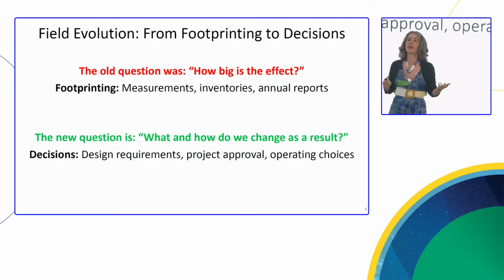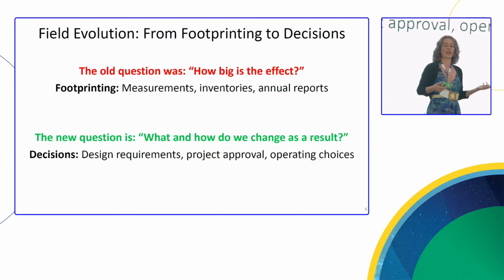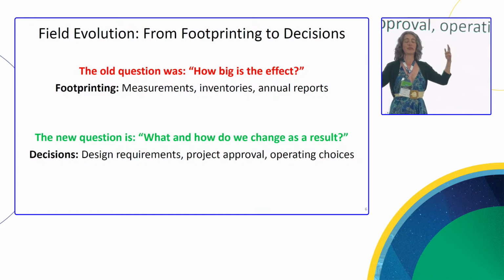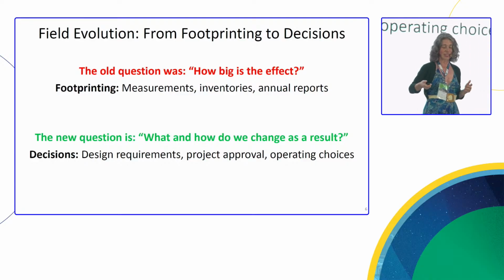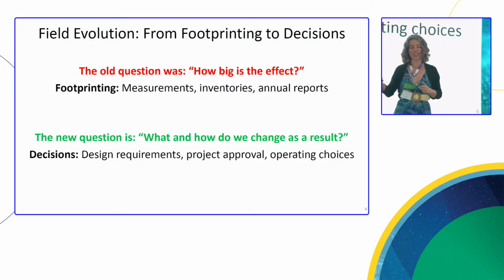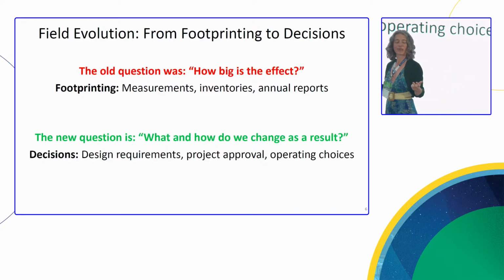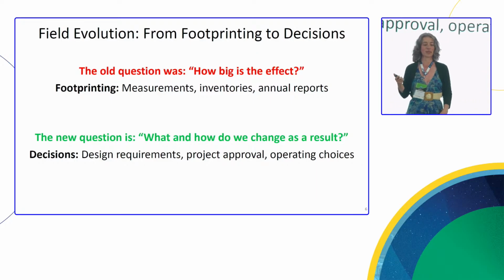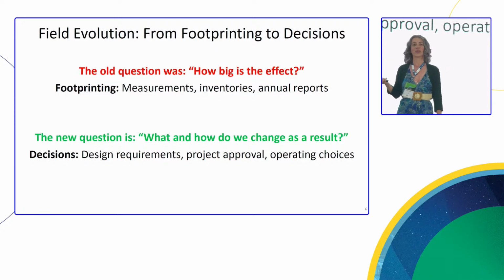And the other point I want to make is that the field has been changing, though. The old question was, how big is the effect? So we did footprinting. This means we made measurements, inventories, annual reports. This is all excellent. We're continuing to do this, and we should. But now the new question is going beyond that and saying, what and how do we change as a result? So we're making actual decisions based on this footprinting. So decisions on design requirements, project approval, operating choices.